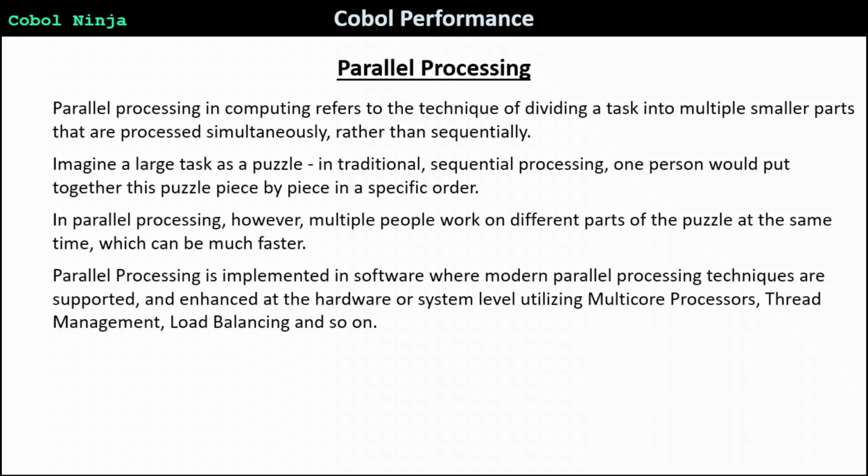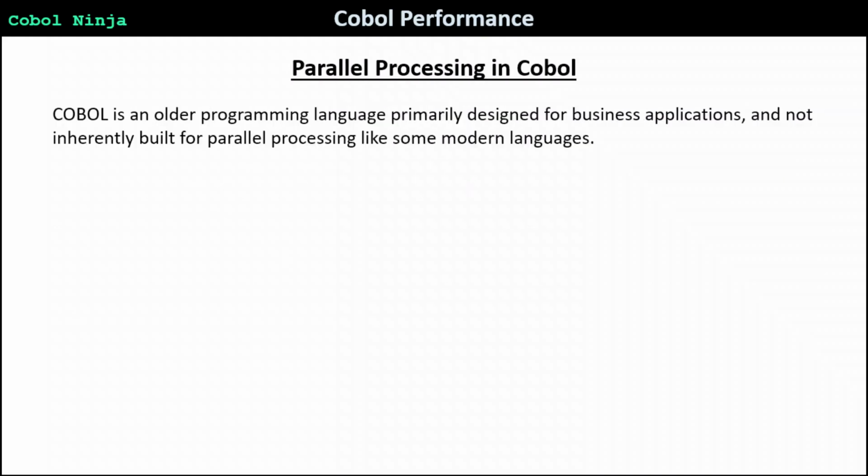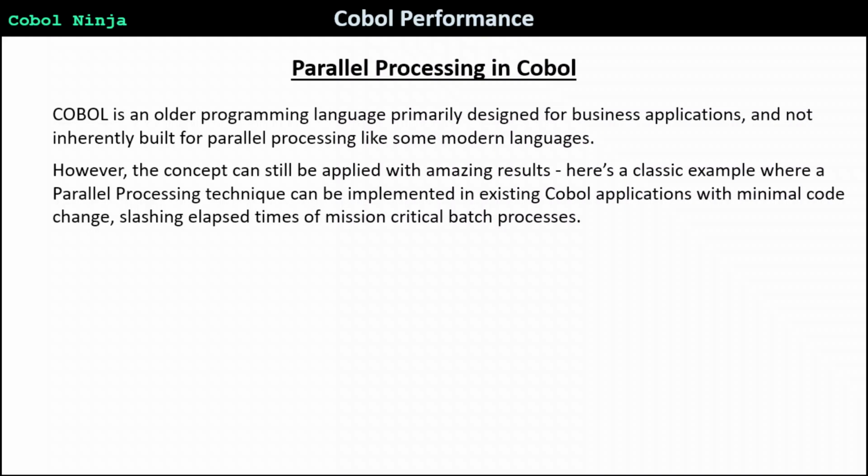much faster. Parallel processing is implemented in software where modern parallel processing techniques are supported and enhanced at the hardware or system level utilizing multi-core processors, thread management, load balancing, and so on. COBOL is an older programming language primarily designed for business applications and not inherently built for parallel processing like some modern languages. However, the concept can still be applied with amazing results. Here's a classic example where a parallel processing technique can be implemented in existing COBOL applications with minimal code change, slashing elapsed times of mission-critical batch processes.